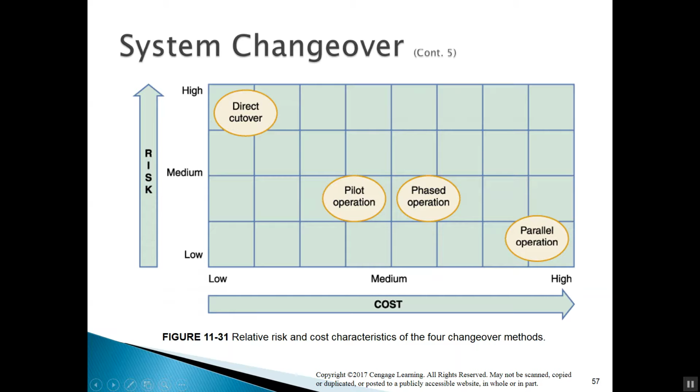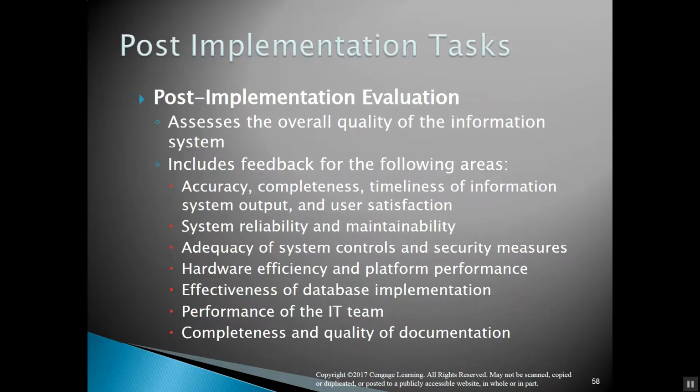Parallel is the highest cost, lowest risk. Direct cutover, lower cost, high risk. A lot of times you'll see people lean here. I prefer to lean with a parallel operation because these solutions are not cheap, and I don't want to cut corners at the end when it comes to implementation. Getting the buy-in of these people and having it go smooth is critical to the success of what we're doing.